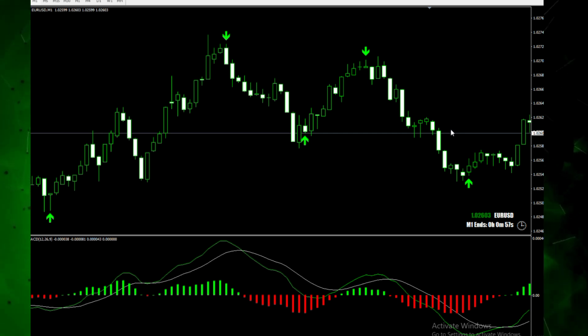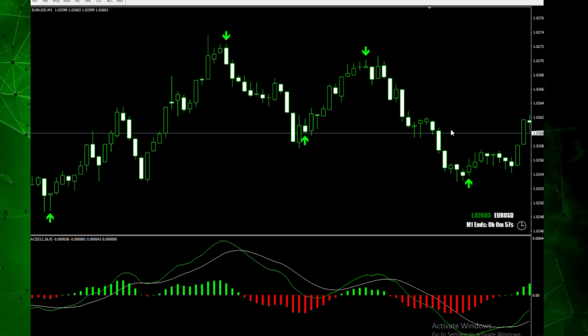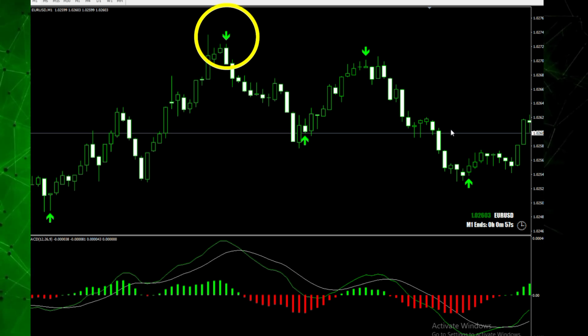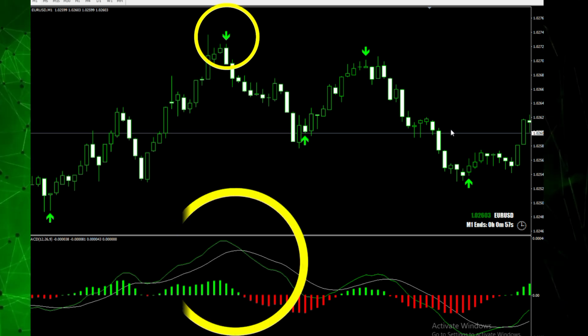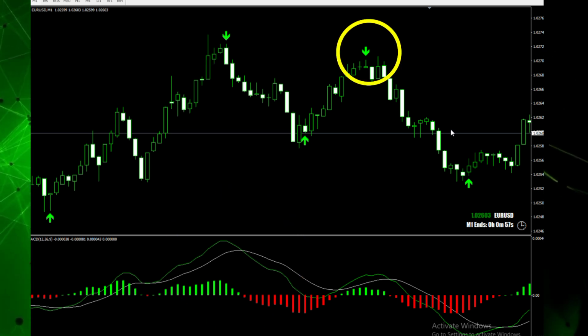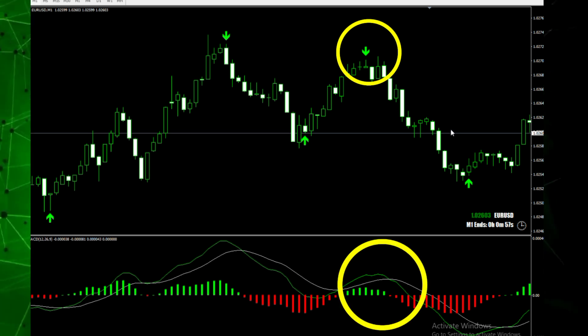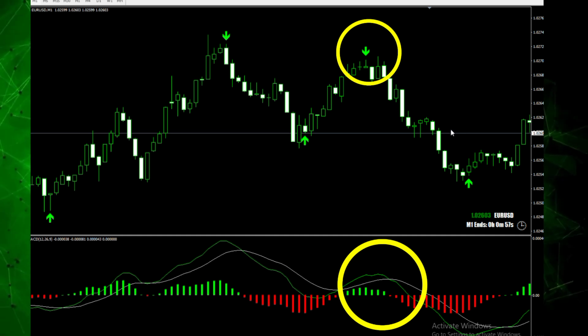And here is our second example of the green arrow with the MACD indicator. Here, as you can see, this arrow appears along with the signal of MACD, and here is another signal where the arrow appears along with the signal of MACD. Here, as you can see, the crossover of the lines and the change in the histogram.